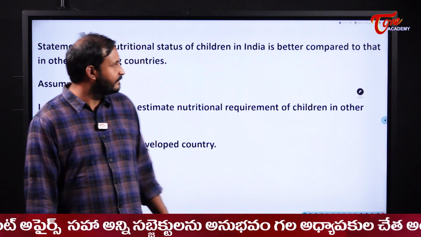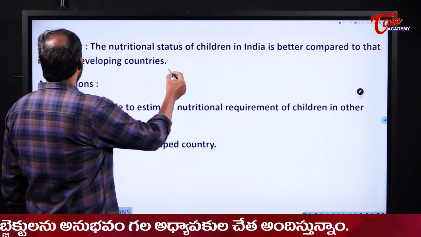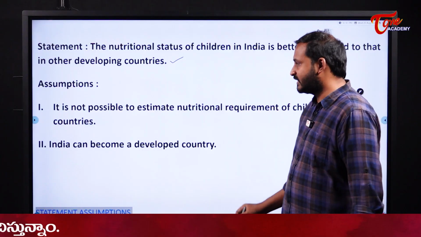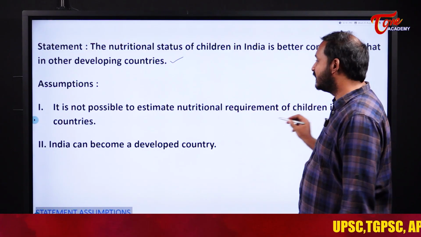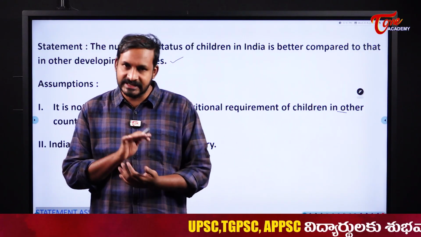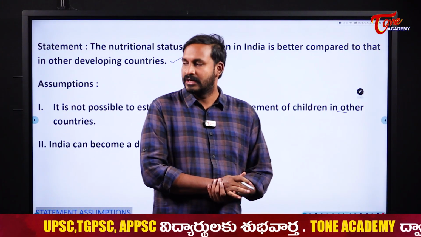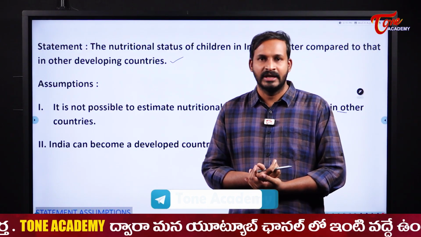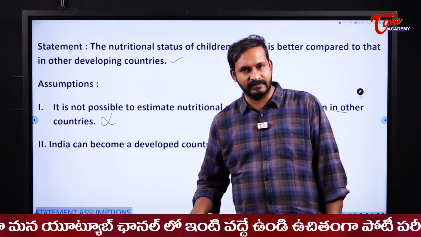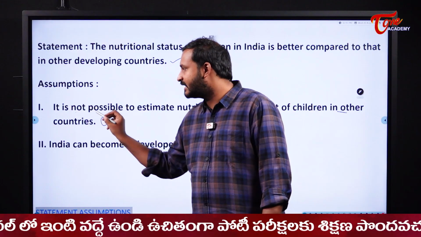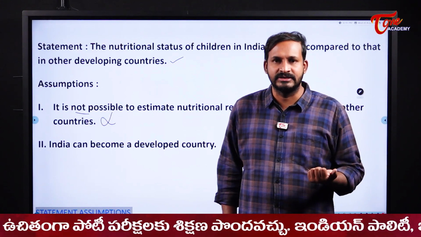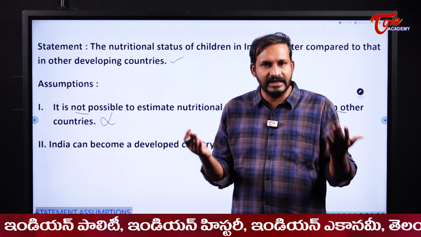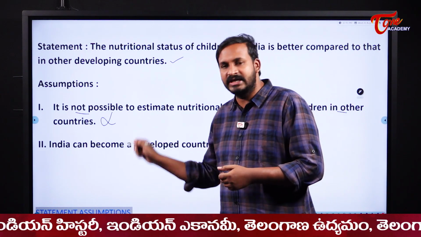The nutritional status of children in India is better compared to that in the other developing countries. That is the statement they gave. Nutritional status is better in Indian children than in the other countries. Now the first assumption: it is not possible to estimate the nutritional requirement of children in other countries. Without that possibility, how can we compare? Yes, there is a possibility. They measured the nutritional requirements in those countries and only then decided that. Without measuring, how can one decide? It is not at all possible, right? So this is completely explicit, which means it is not implicit for us. It is not possible, they are saying, but it is possible. Without measuring, we cannot compare. So definitely they measured in other countries as well as in India, and only then decided that yes, India is better than the other developing countries. So it is possible. That is not implicit for us.